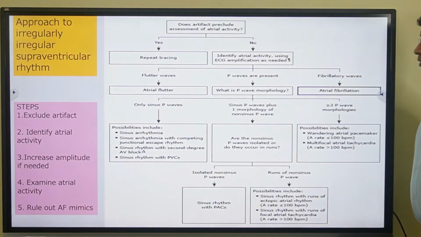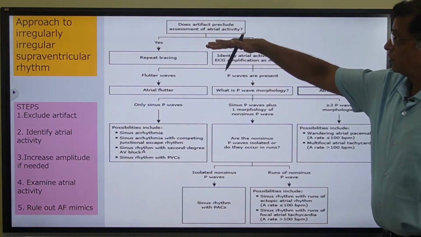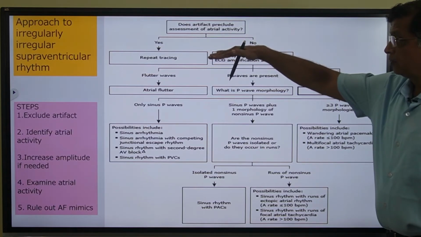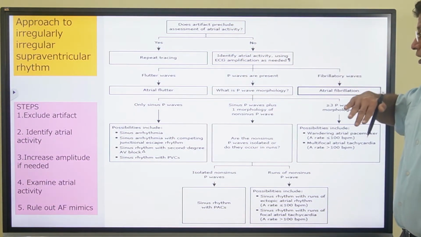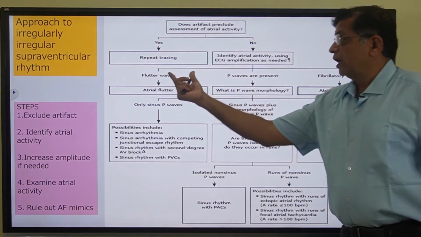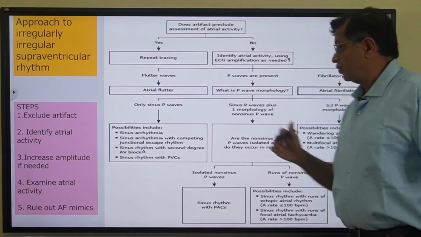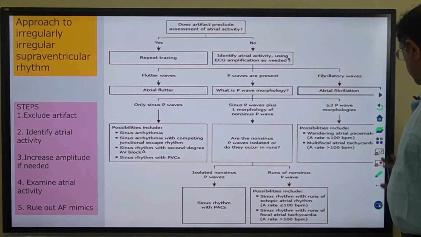For example, when you see the ECG, do you see an artifact? Yes, then repeat the recording. No, then you can see the atrial activity. Then can you see the flutter waves? Flutter waves are typically easy to identify.